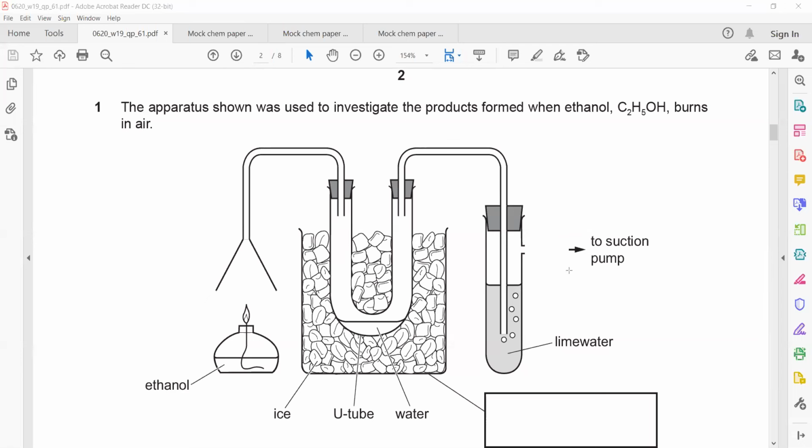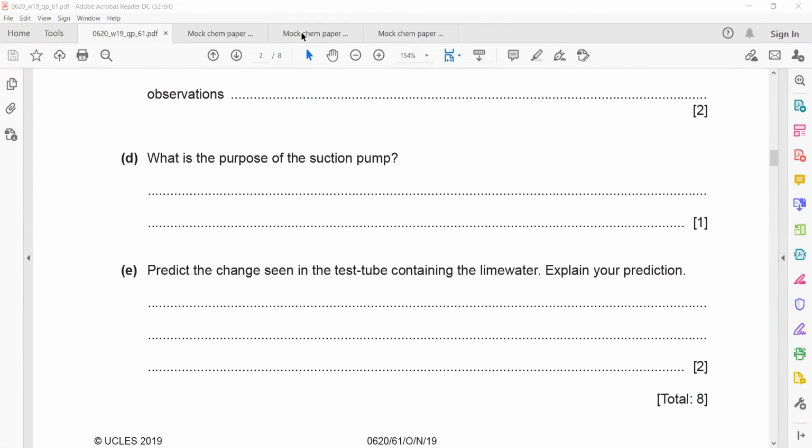as the combustion of ethanol, or burning of ethanol, gives carbon dioxide and water vapor, they can escape from this side as well. Some will travel, but some can escape around it. So what is the advantage of using a suction pump? A pump reduces the pressure, so it will force the product to move through the apparatus, or make the product move through the apparatus.